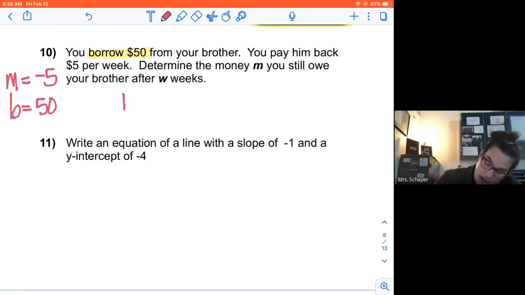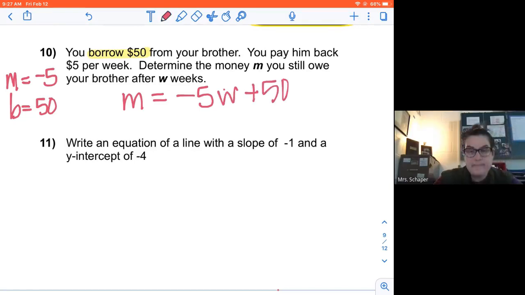So the money I owe my brother is -$5 times w weeks plus 50. So for each week I pay him, I'm subtracting $5 and I start with 50. Okay.